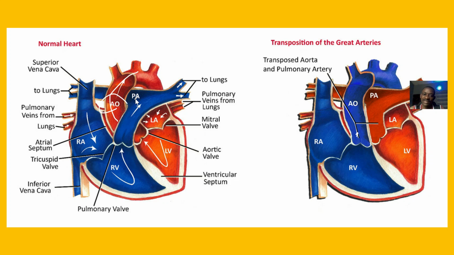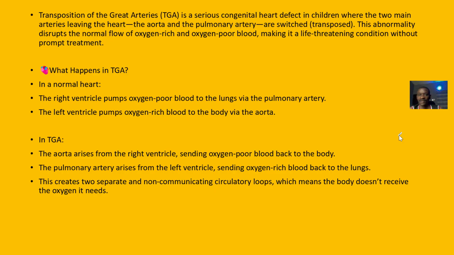Pulmonary artery should be attached to the right side of the heart, but here pulmonary artery is attached to the left side of the heart. You get it? So it's just a serious congenital defect where the two main arteries are switched. So this disrupts the normal flow of oxygenated blood and deoxygenated blood. It's a life-threatening condition.